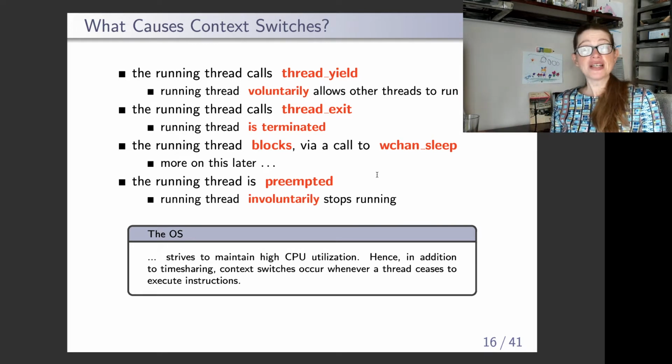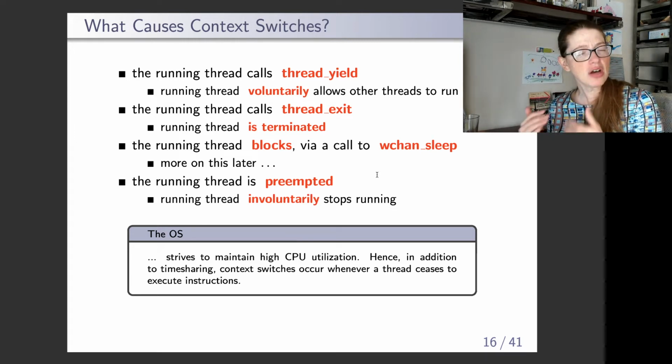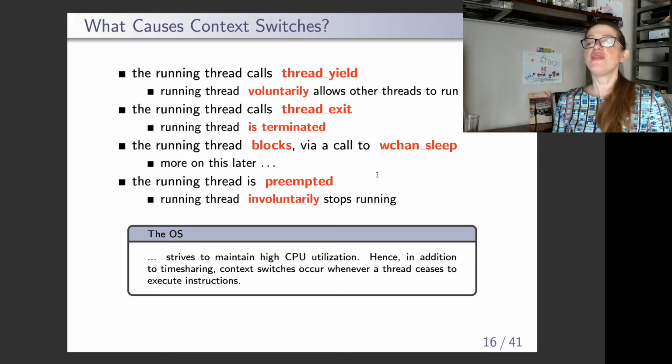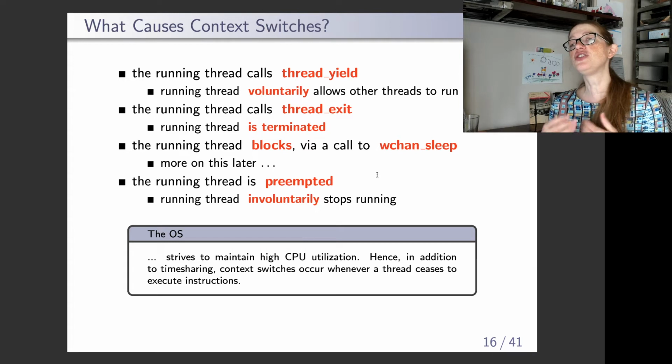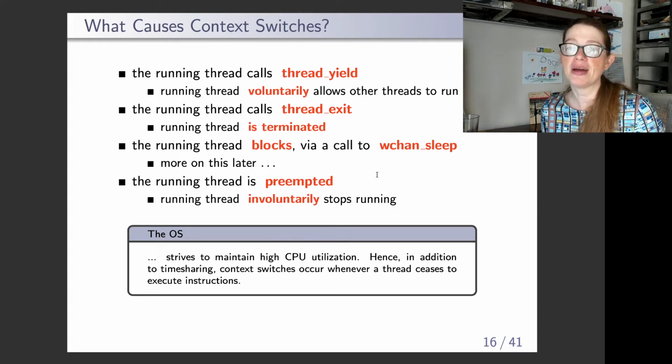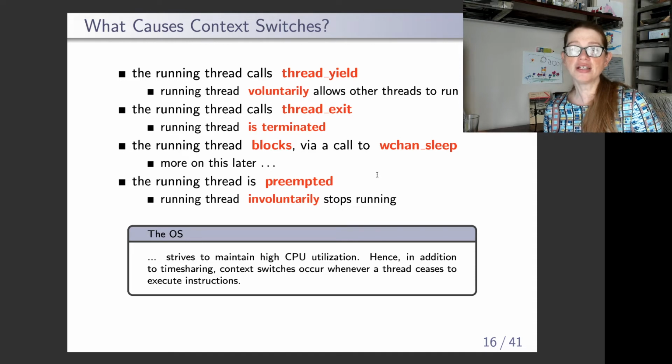Now there are 2 other reasons why we have context switches. One of them is blocking. So if you were to put a thread to sleep, and we will talk more about this later, that would mean that the thread is no longer executing instructions, and so we need to choose another thread to run. So that's another reason we get a context switch. And the final one is how we actually implement timesharing, which is this concept of preemption. That is, we're involuntarily stopping a thread.